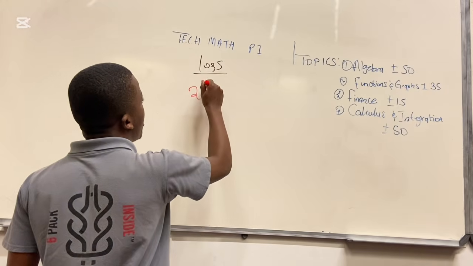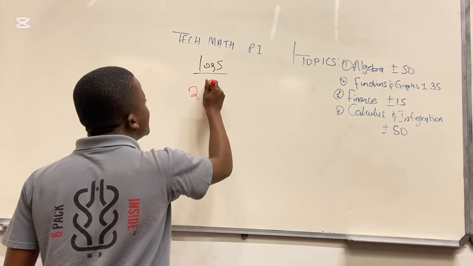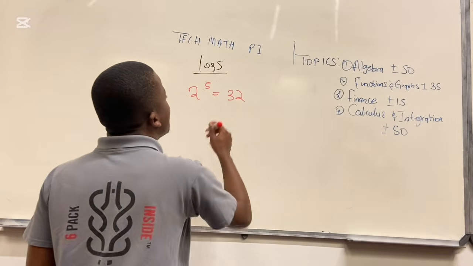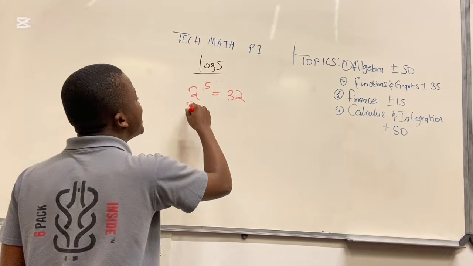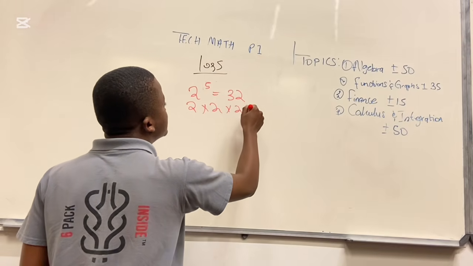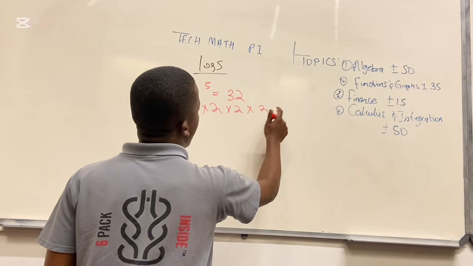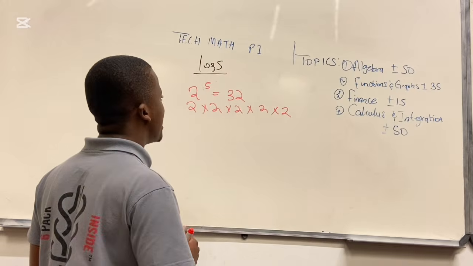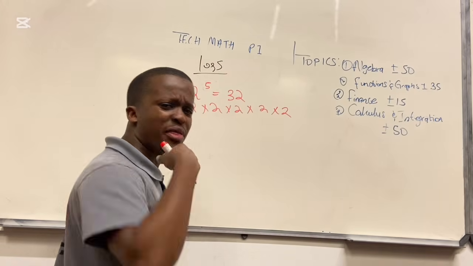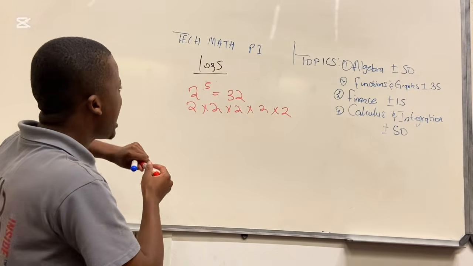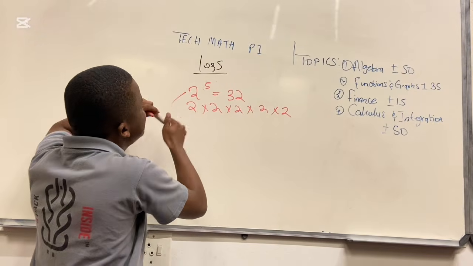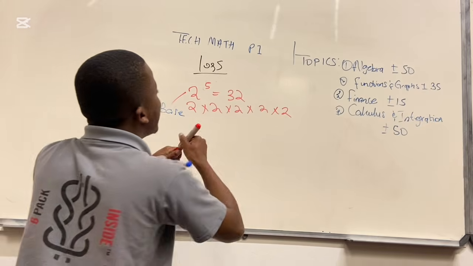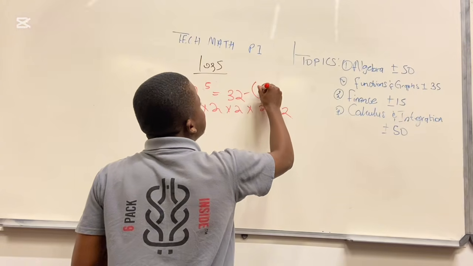Now, if you have 2 to the power of 5, that is 2 raised to 5, which is equal to 32. If you pass this calculation as 32, this means your 2 is raised to 5. This is 2, this is 2, 1, 2, 3, 4, and 5. So this 2 is the base, people of God. And then 32 is our result.